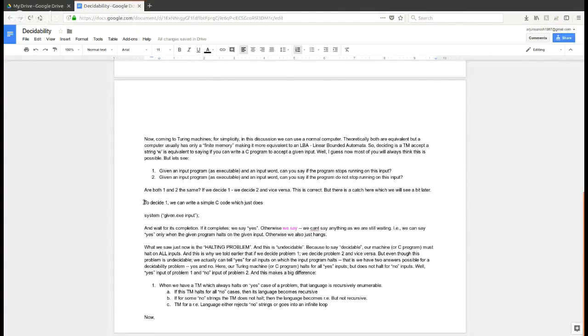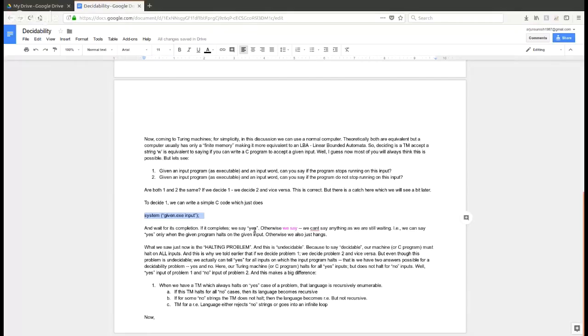Yeah, so now normally if you are familiar with C program, what you can simply do is just write this line, and give the input exe as the first argument and the input word as the second argument. Now actually the given program is running on the system, and if it halts for that input, we know we have the answer yes.